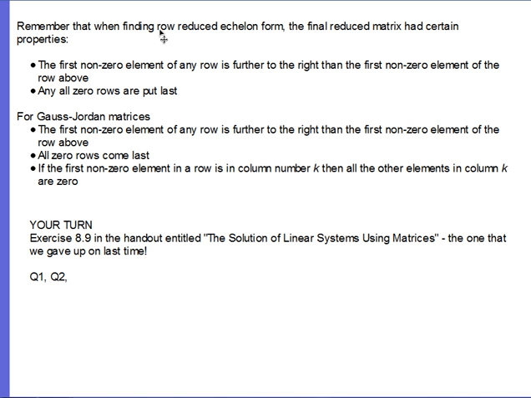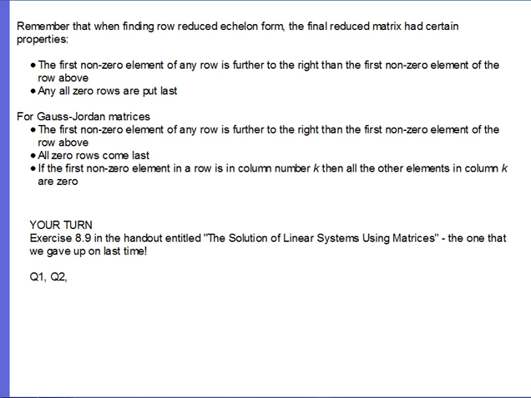Remembering that when we were finding row reduced echelon form matrices, the final reduced matrix had certain properties: the first non-zero element of any row had to be further to the right than the first non-zero element of the row above. Another property was that all 0 rows were always put last. For Gauss Jordan reduced matrices, those two properties apply as well. But also, if the first non-zero element in a row is in column number k, then all the other elements in column k are 0.